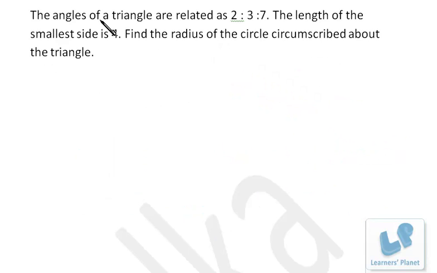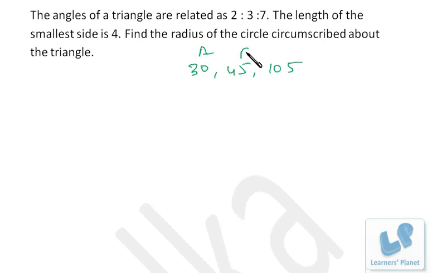Now this one, the angles of a triangle are related as 2:3:7. The length of the smallest side is 4. Find the radius of the circle circumscribed about the triangle. Now this is 2 plus 3, 5 and 7, 12. That means 180 by 12, 15 part. So the angles will be 30, 15 into 2, 15 into 3, 45 and 15 into 7, 105, right?